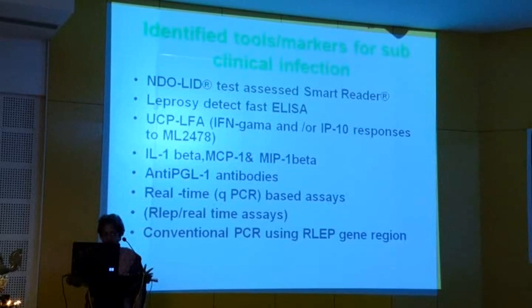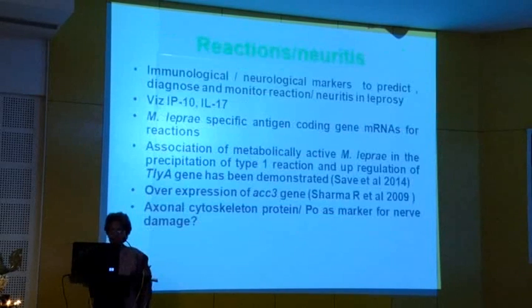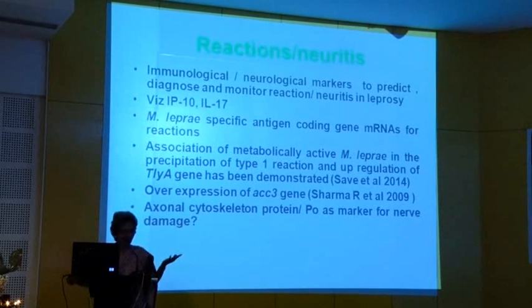And RLEP real time. Conventional PCR using the RLEP gene region is also another area that is being investigated. And for reaction neuritis, how do you differentiate? Do we have a tool for predicting reaction? Because that's most important. If you can predict reaction, you can stop reaction and you can stop nerve damage. So that is an important area as far as leprosy is concerned. So people are trying to develop immunological, neurological markers. Immunological because reaction brings about all the cytokines.